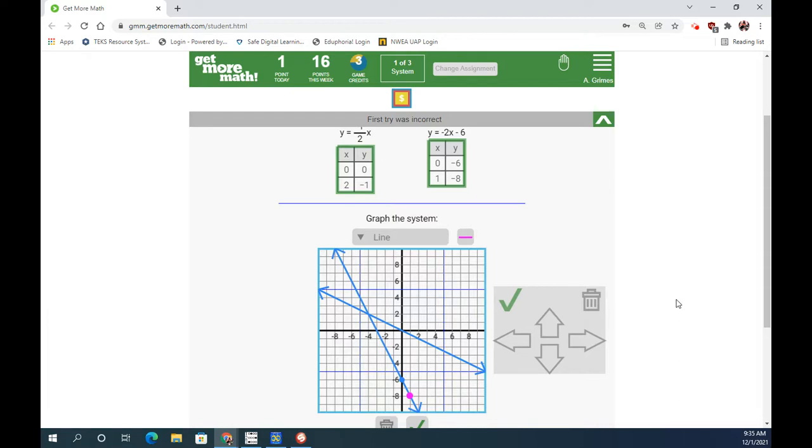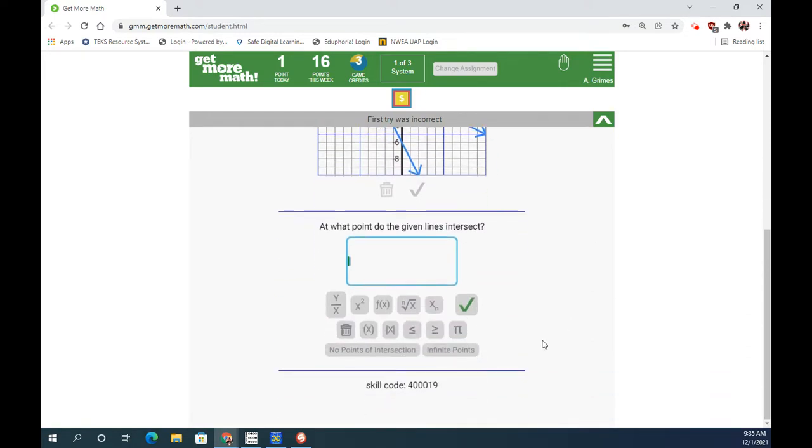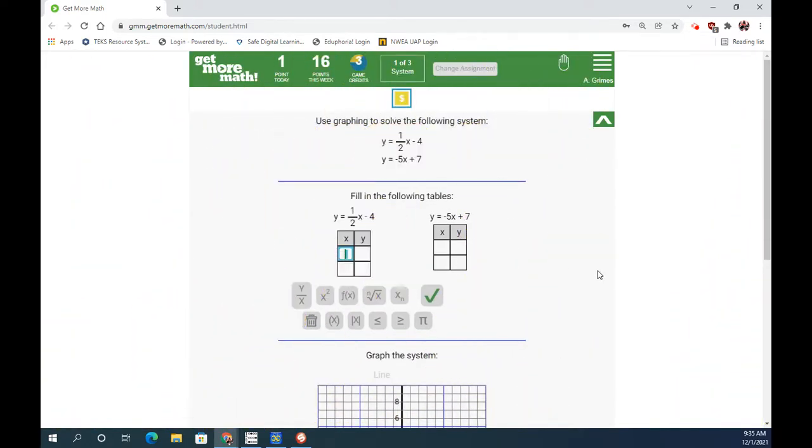So where do the two lines intersect there? No. Negative 4, 2. So you would type in negative 4, comma, 2. Now y'all have the cheat to the other ones.